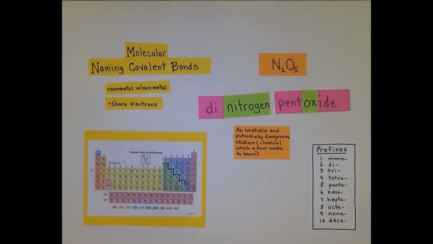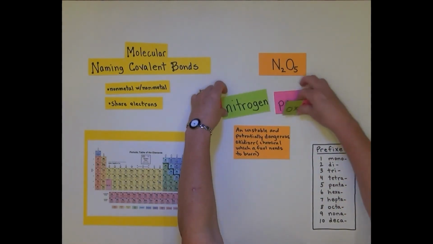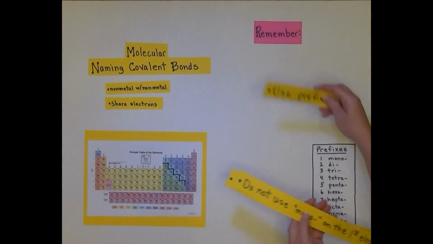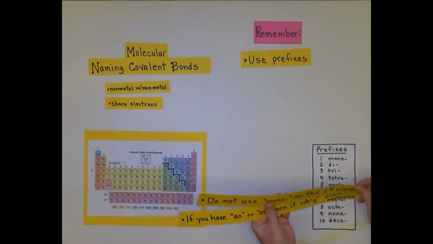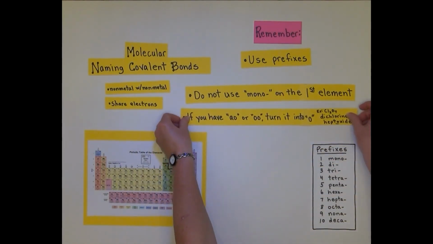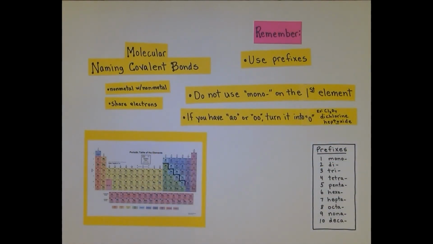Okay, so those are some examples of how to name covalent bonds, and things to remember when you're naming covalent bonds are to always use those prefixes. Do not use mono on the first element, and if you have that AO or OO, turn it into just an O, like heptoxide, no A in there. And that's how you name covalent bonds.